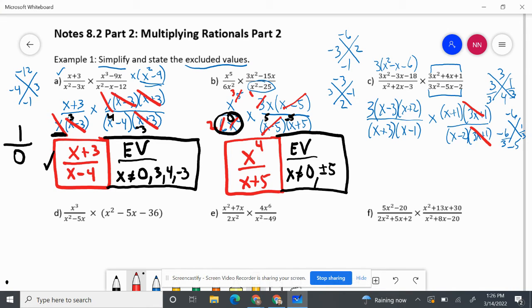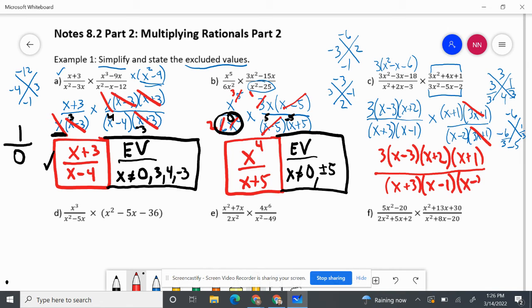That would be it. So what we have is a 3. We have an x minus 3. We have an x plus 2. We have an x plus 1 over. We have an x plus 3. We have an x minus 1. And we have an x minus 2. Sometimes when we look at this, it doesn't seem like we simplified it that much, but we did.